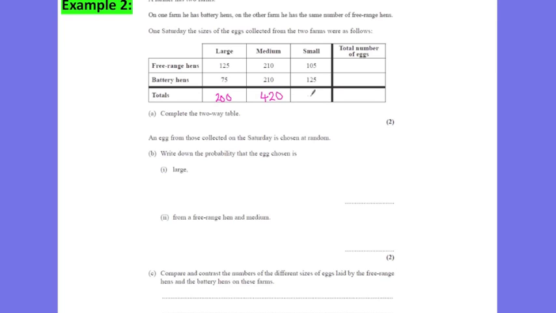Here 420, 230, adding our rows up, 440, 410, and together 850, which you can get from adding these, or these 3 numbers up here.